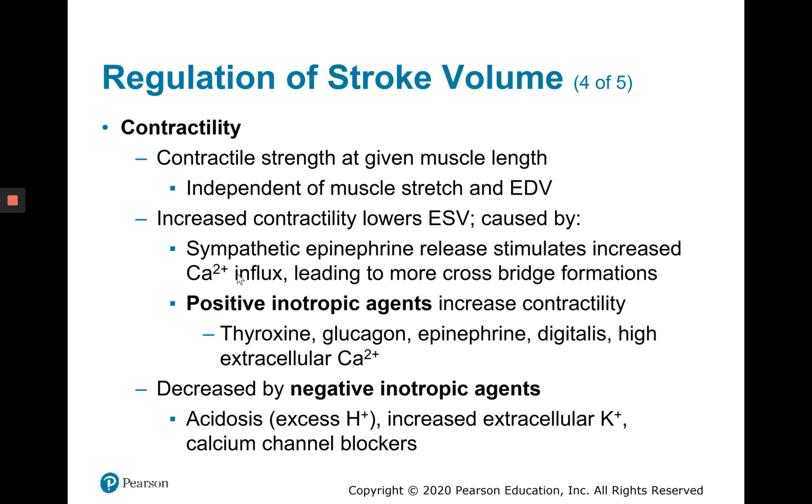Any chemical that causes an increase in contractility is termed a positive inotropic agent. This includes high extracellular calcium levels, thyroxine, glucagon, and epinephrine and digitalis. Any chemical that decreases contractility is deemed a negative inotropic agent. These include things like acidosis or increased extracellular potassium, even calcium channel blockers, because they're doing the opposite of that sympathetic epinephrine release.